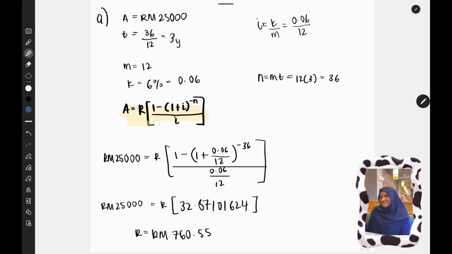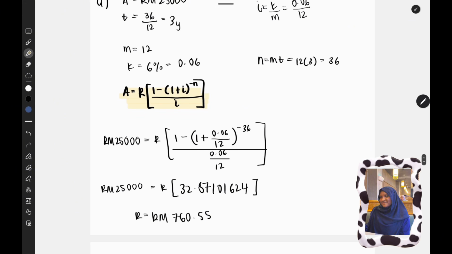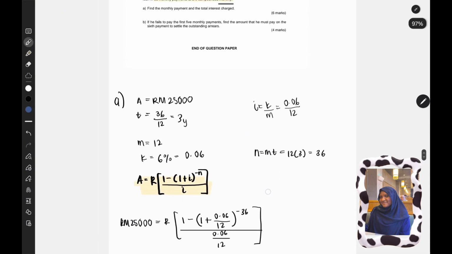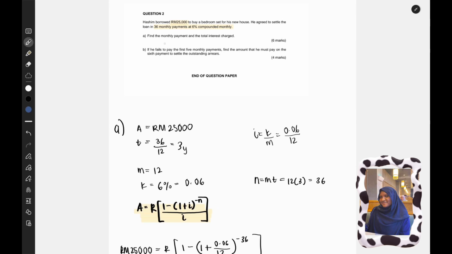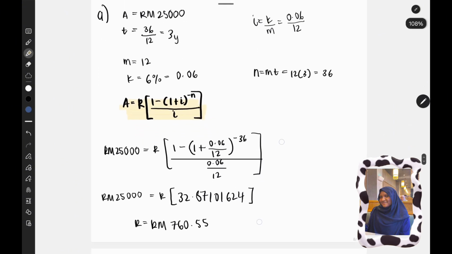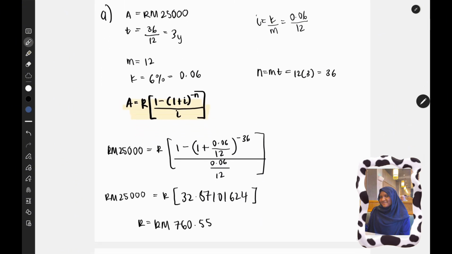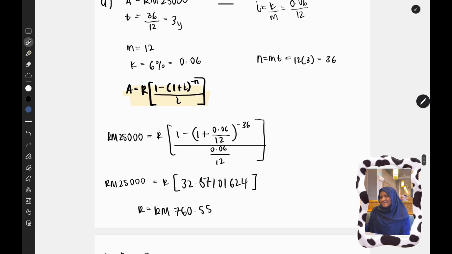this given formula. Firstly, we have our A, which is 25,000, equal to R. We don't have the R value yet, so we have to find the monthly payment, which is R. Then 1 minus bracket 1 plus our i value with the power of negative n. Our n is 36, so negative 36, over the i value that we found, 0.06 over 12. So we have to settle the bracket first.